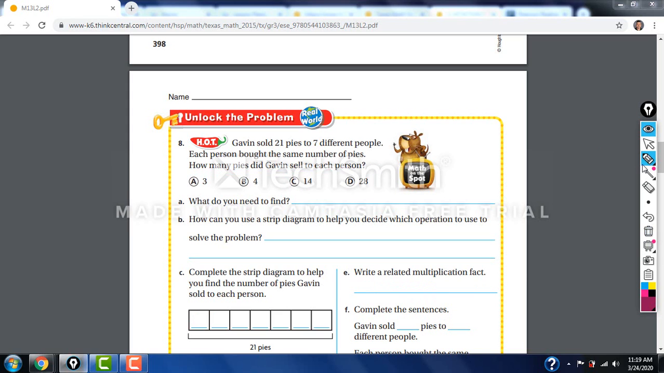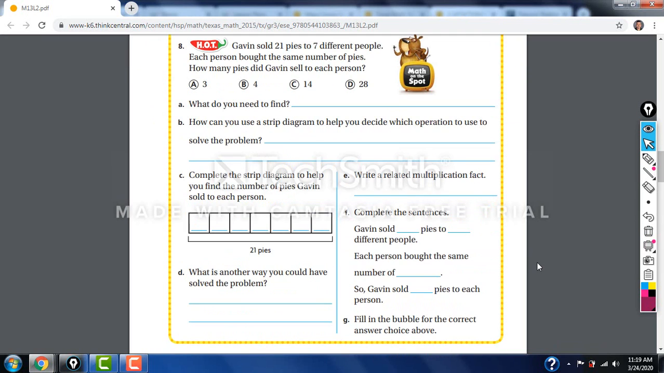Great job. Scroll down, and let's see how you did here. Complete the sentence. Gavin sold how many pies to how many? So this number should be 21. It tells us 21 to how many different people? 7 different people, same number of pies, 7, and it's right here, 7 different people, 21 pies.